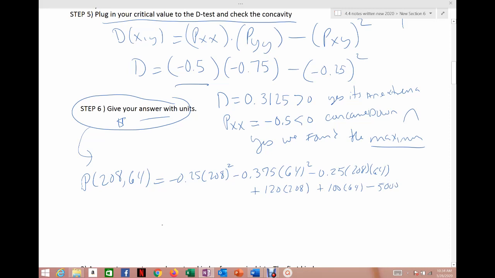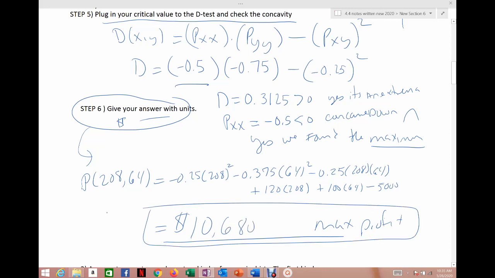Alright, so there it's written out. And then the final answer is in dollars. This would be my maximum profit. Alright, so when I type that all out, I get 10,680 is the maximum profit for that problem.